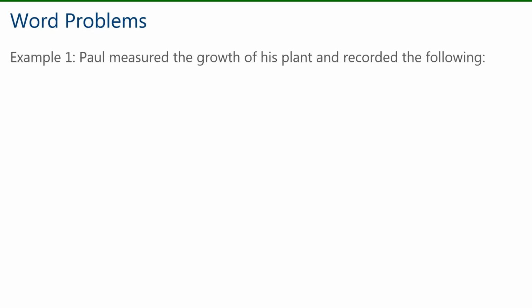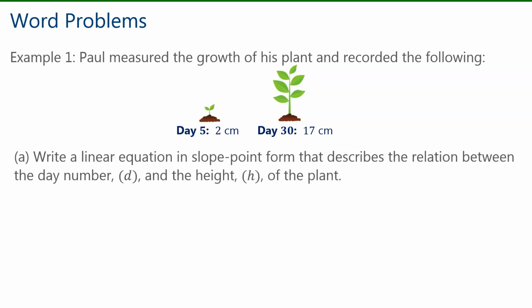So example 1. It says, Paul measured the growth of his plant and recorded the following. After day 5, the plant measured 2 centimeters. And after day 30, it was 17 centimeters. So we have to write a linear equation in slope point form that describes the relation between the day number, d, and the height of the plant, h.